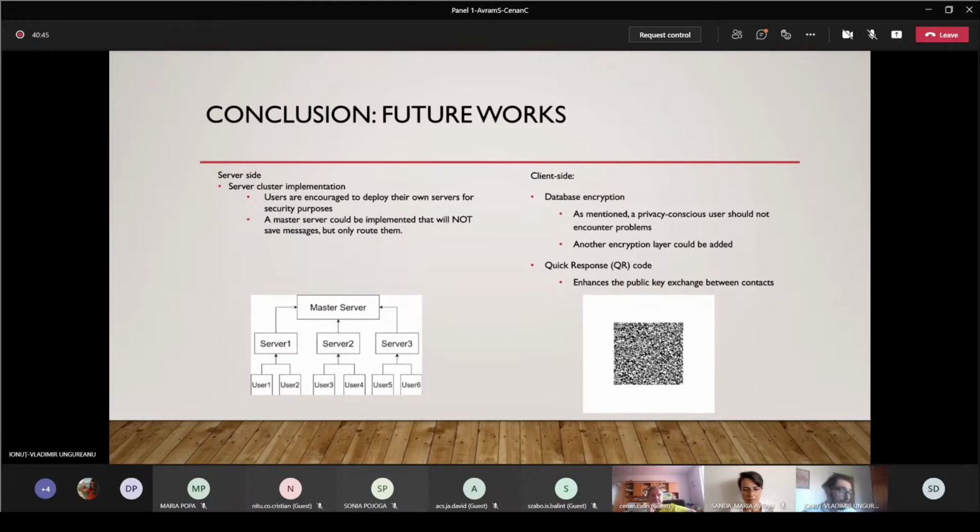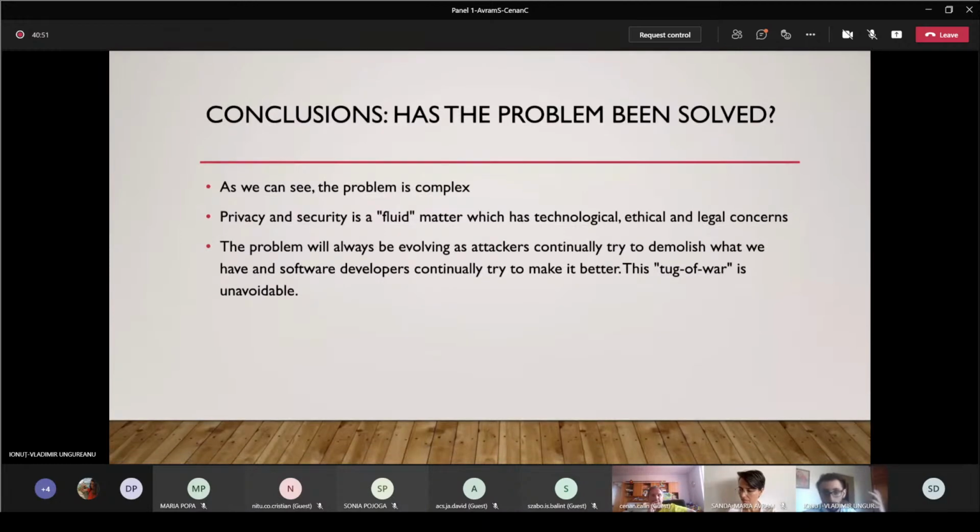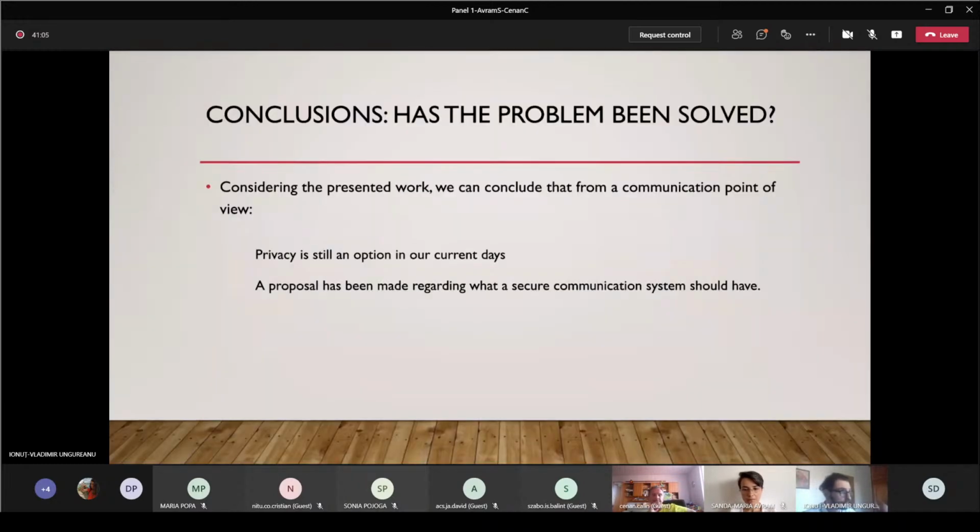For example, this is a public key embedded in a QR code, which could be scanned. But this is future work. Let me conclude this by asking, has the problem been solved? It depends. The problem is complex. We have technological, ethical, legal concerns. It's complicated. And attackers will always become better.